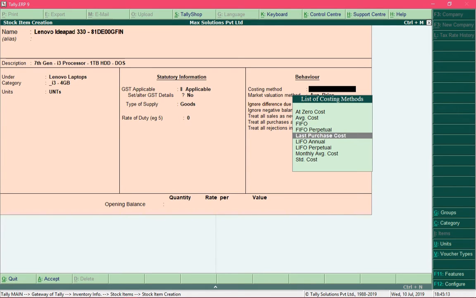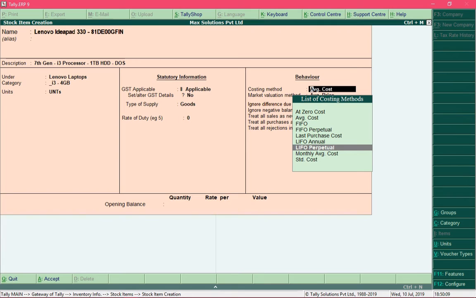And if we go by the method last in first out, its definition says that the product which is purchased last would be the first to be sold. So in this case, if I sell a laptop, then Tally would consider the price of the last purchased laptop, which is 110 rupees, and my net profit would be 10 rupees because I sold the laptop for 120 rupees and I bought it for 110 rupees. So this is how the costing method works.